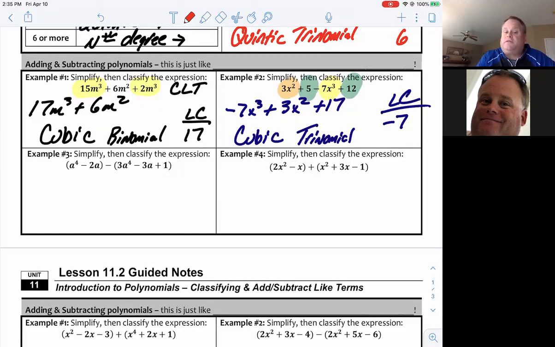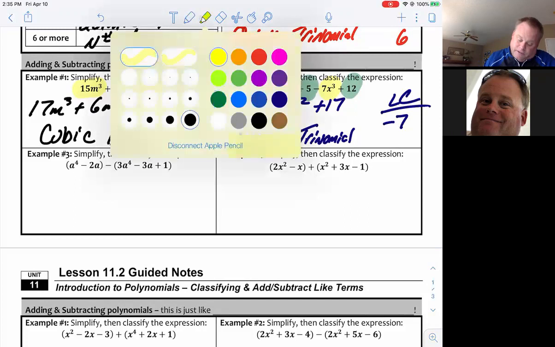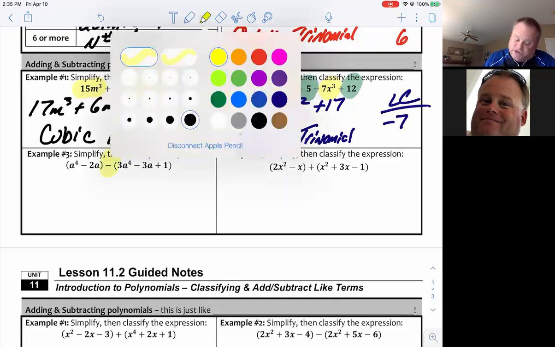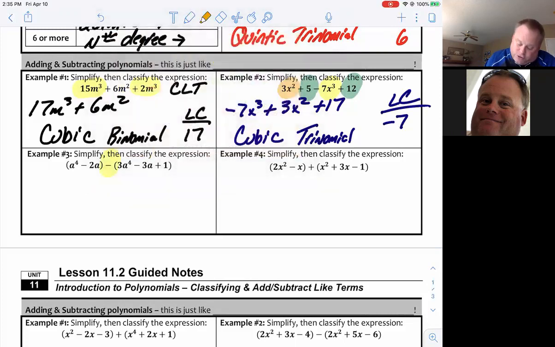Well, here's the thing with subtracting polynomials. The minus sign that's in front of the parentheses here has to get distributed with all 3 terms of this trinomial. That minus has to go with every term. So what I'm going to do is distribute a negative 1 with each term. So this is how I do it.